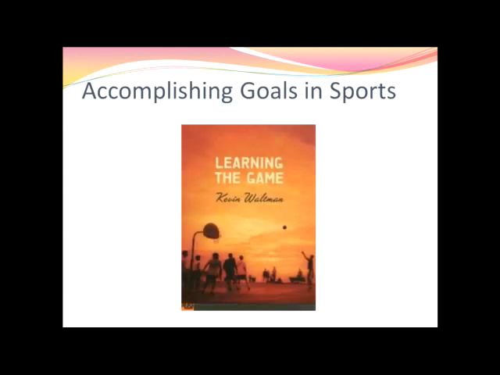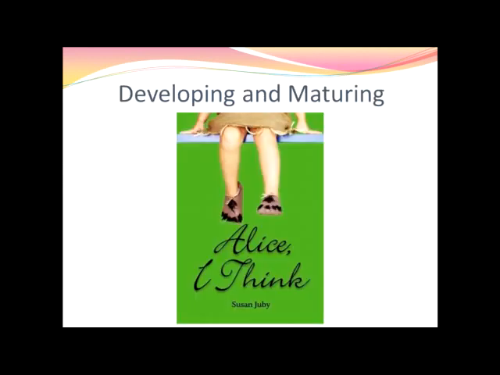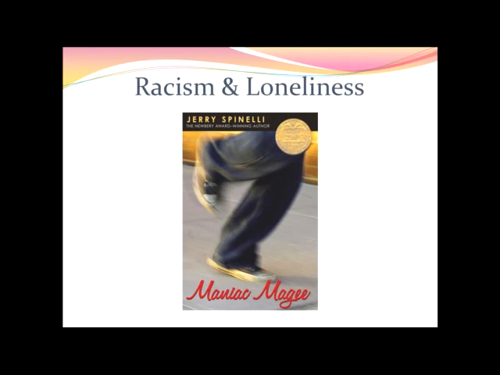Accomplishing goals in sports. The title's Learning the Game. What's the game? We know it's basketball from the picture. Developing and maturing. Alice, I think. It's a little bit vague, but based on the picture, the swinging legs, I'm assuming it's a child who's becoming a teen and is just going through regular adolescent changes. I didn't read this book, so I'm not exactly sure, but I thought it made for an interesting concept.